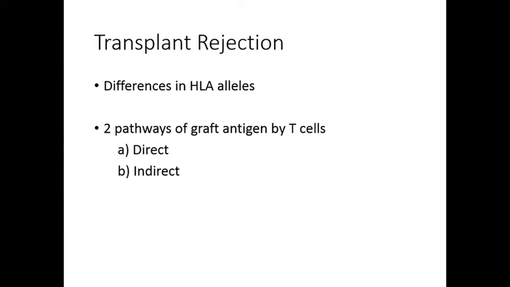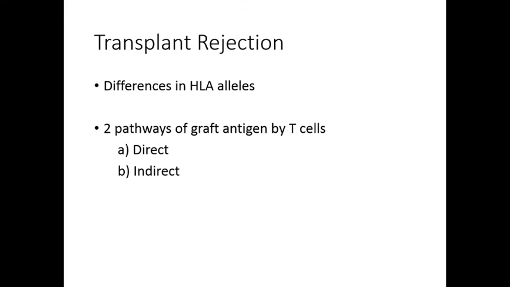Now coming to transplant rejection. This transplant rejection is due to the differences in the HLA alleles. We have to understand there are two pathways by which a graft antigen can be recognized by the T cell, and this whole process of graft rejection takes place. One is the direct pathway and the other is the indirect pathway. In the direct pathway, the graft MHC bound with the graft proteins will be recognized by the T cells of the recipient, and they'll be destroyed by the recipient's T cells.